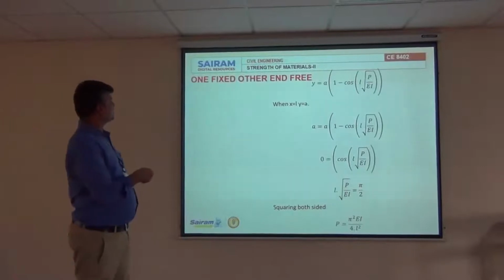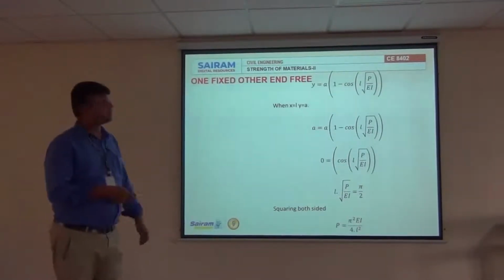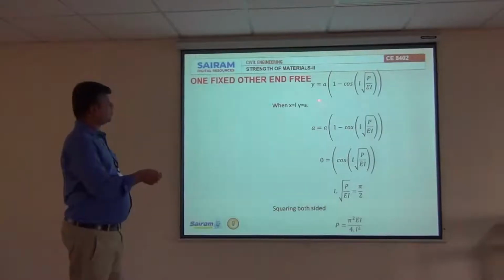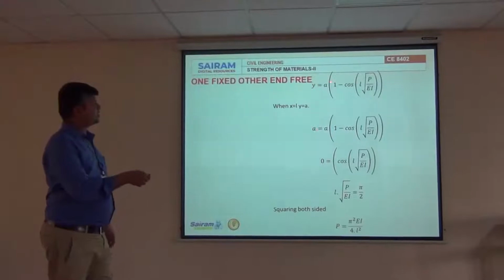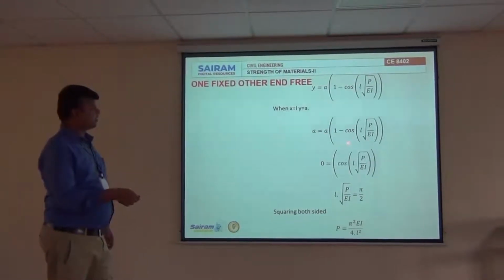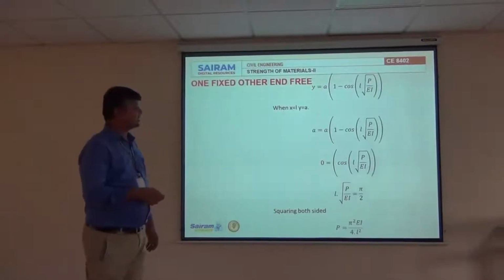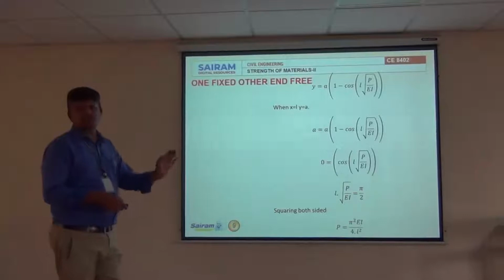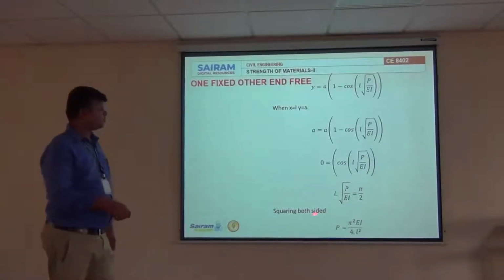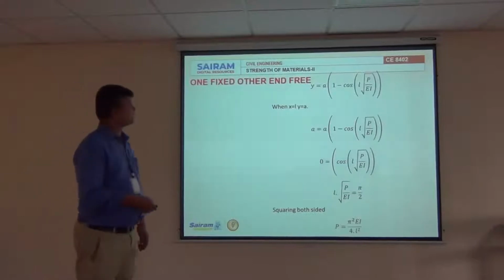Now, one end fixed and other end free. We are applying another boundary condition at x equal to L, y equal to a. So applying x equal to L, we are getting 0 equal to cos L into root of P by EI. The cos will be 0 at pi by 2, multiples of pi by 2. Squaring both sides, we will be getting P equal to pi squared EI by 4L squared.